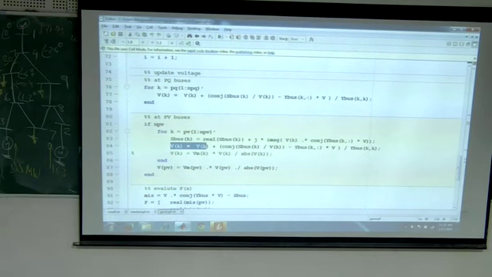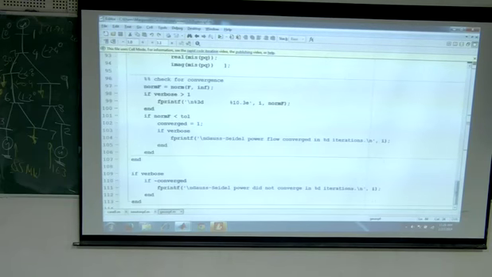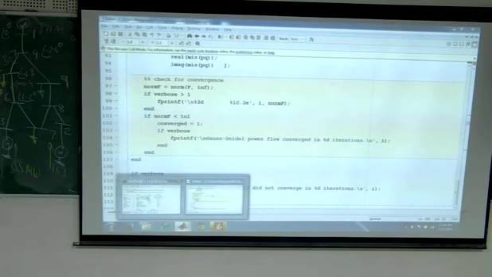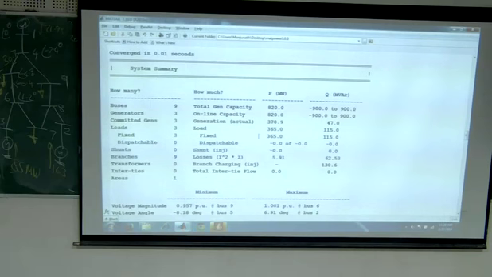Now the mismatch is calculated and then it is checked whether it has converged or not. So I think I'll stop here. We can continue with the next.